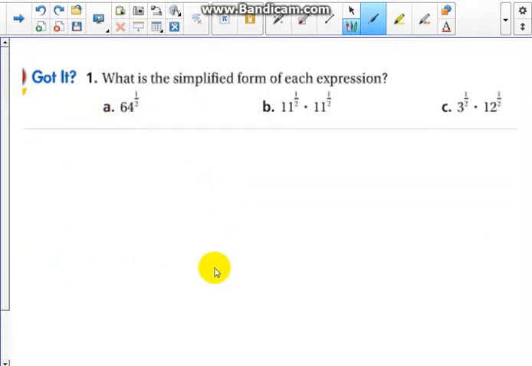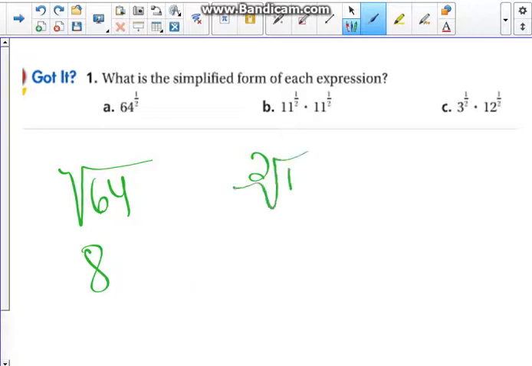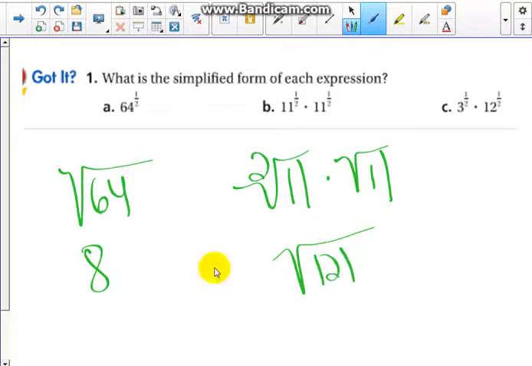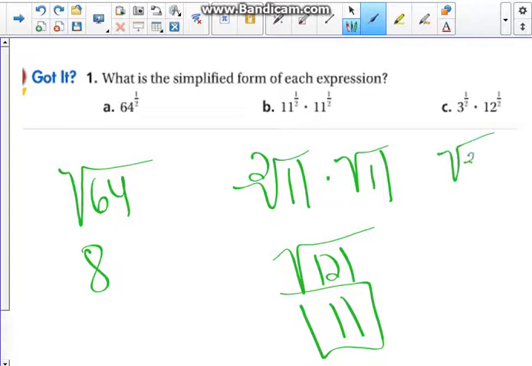All right. So we know that this is the square root of 64, which is 8. And what do we have here? That's the square root of 11 times square root of 11, which is just square root of 121, which is 11. Okay? And then that's the square root of 3 times square root of 12, which becomes the square root of 3 times 12, which is 36, which is 6.